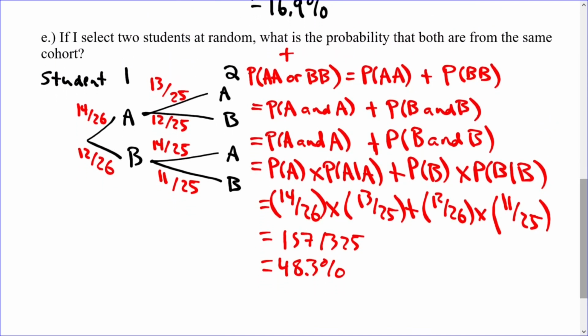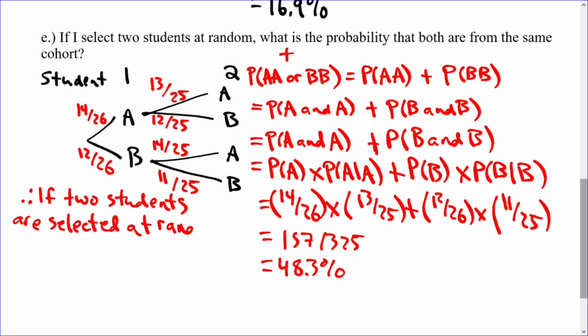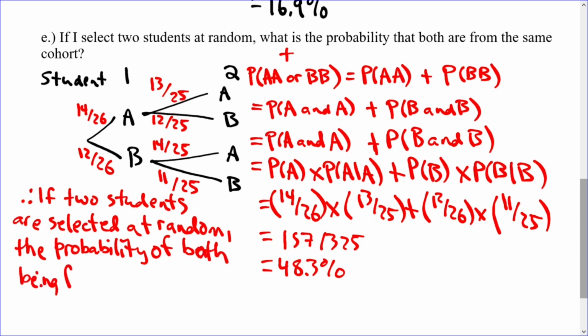We should have a concluding statement, which I forgot to do for D, but therefore, if two students are selected at random, the probability of both being from the same cohort, so either AA or BB, is, and I'll just leave it as a fraction because that's what the answer key does, although it doesn't really matter, 157 over 325.